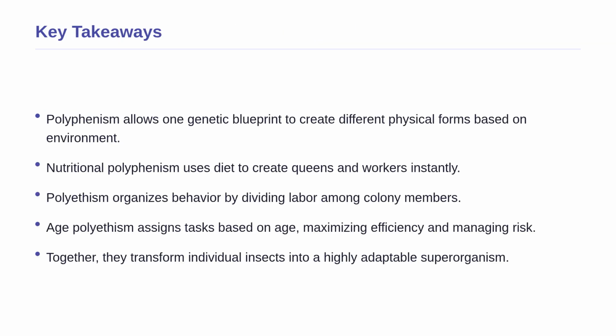We have covered a lot of ground today, so let us review the key takeaways. First, we learned that polyphenism allows a single genetic blueprint to create entirely different physical forms, like queens and workers, based purely on environmental triggers, like diet. Second, we saw how polyethism takes those workers and organizes their behavior, ensuring that tasks are divided efficiently based on age. We proved mathematically that this division of labor maximizes the colony's work output while managing the risks of foraging.